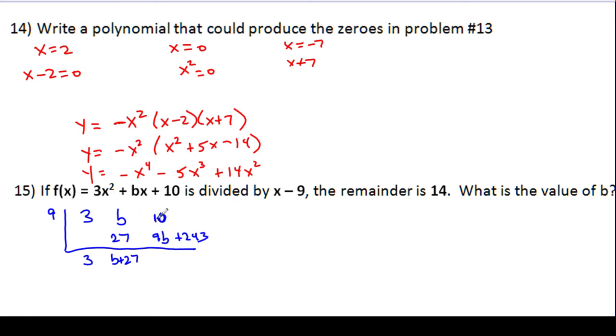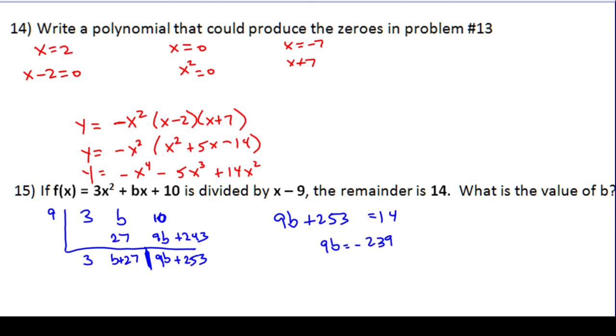And then I need to just do this. 10 plus this expression would be 9b plus 253. This is the remainder. Remember, if we get the last term, that last row, that last column, this expression, 9b plus 253, that should be equal to 14. So we can figure out now what b is. So let's do a little bit of algebra. I'm going to do 14 minus 253. 14 minus 253 is negative 239. So I can say in this case, 9b equals negative 239.